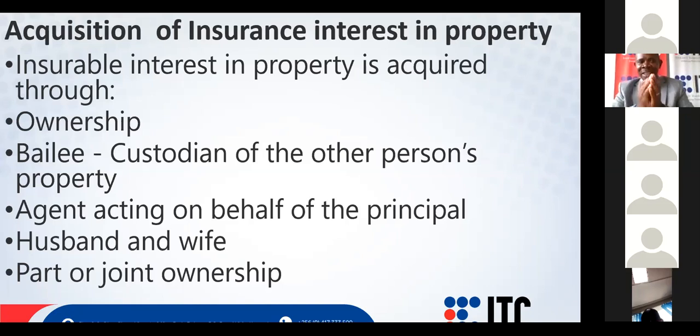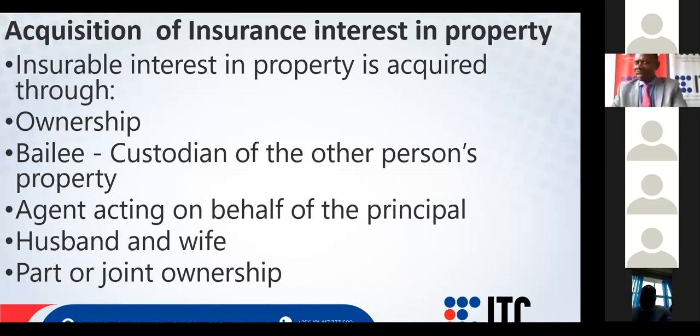Thank you, sir. That's why we ask, how can I acquire insurable interest? The first one, I can buy. That's ownership. The second one, I'm a custodian, taking charge. I have not spent money on this property, but if it is lost, I become accountable. So to be protected, I can insure to the extent to which I will be accountable.